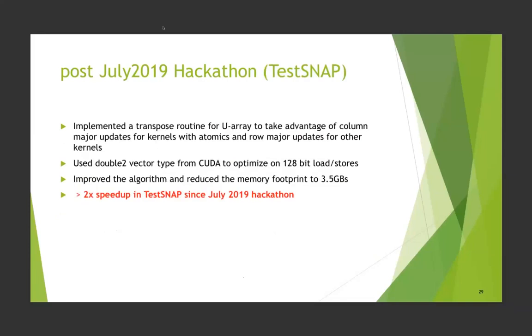And Rahul has not stopped since the hackathon. He's continued to work on TestSNAP: transposing data, also using 128-bit load stores instead of the normal 64-bit load stores, using a double2 vector type, as well as reducing the memory footprint. And so since the July 2019 hackathon, he's gained over 2x speedup in TestSNAP. Not all of this has been ported to the Kokkos LAMMPS version, and so we still have some more work to do. Rahul, do you want to add anything?